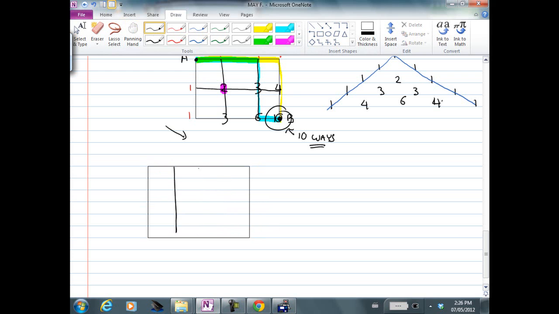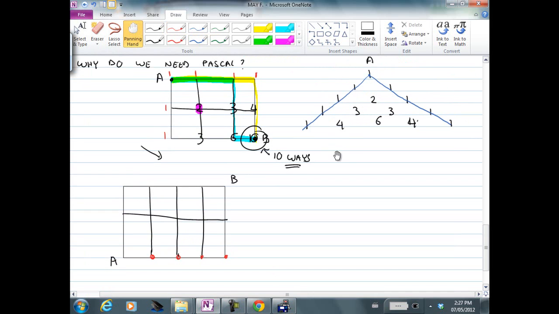What if I were to make it a bit more challenging? What if I were to say A is here, B is here? I'm going to turn it now. Again, always start with A. Label all the way to the left and all the way to the right. I'll give you a hint: label these dots first, and just label upwards. They're all ones, just like Pascal's triangle. When you start with A, they're all ones right off the bat.